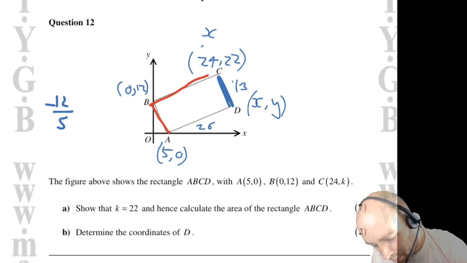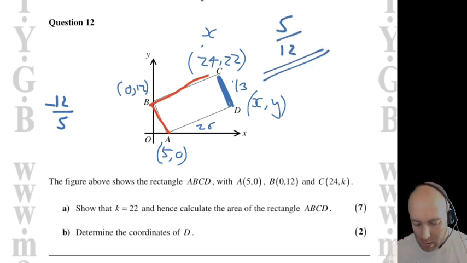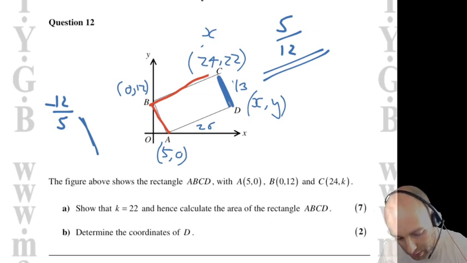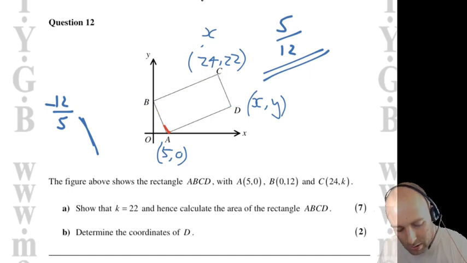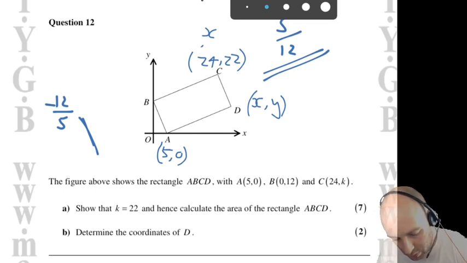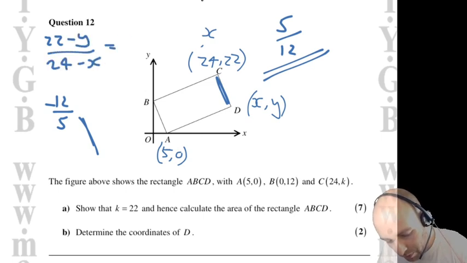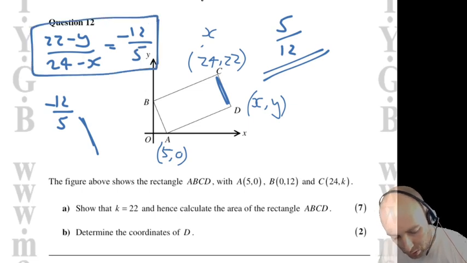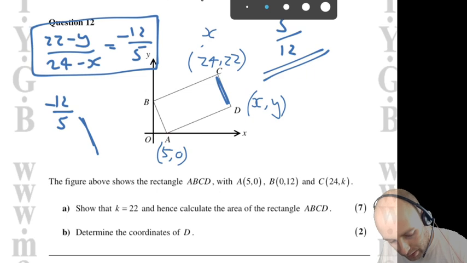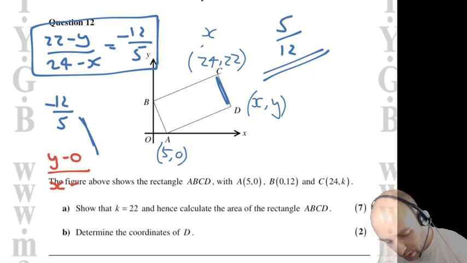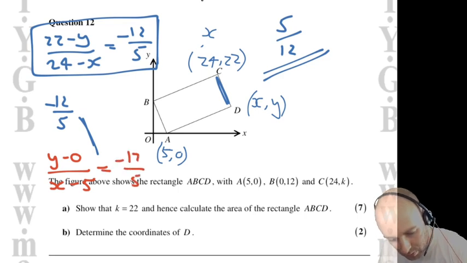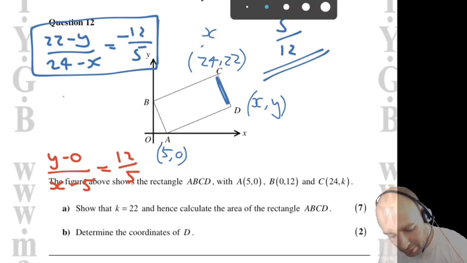Okay. So that's for that one. So yeah, we'll do that. They'll be much easier. I don't know why I'm making this so difficult. Never use lengths. Cool. So we've got 12 over 5. So that should be the gradient of these two. So if we do 22 minus y over 24 take x equals minus 12 over 5. And for the other one, we're going to do y take 0 over x take 5 is 12 over 5. And if I solve those simultaneously, it should be a lot easier and quicker to get to the answer.